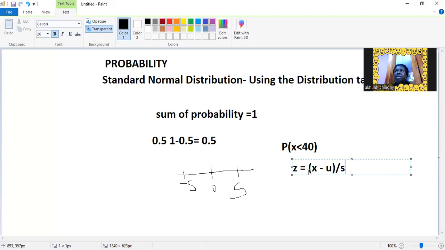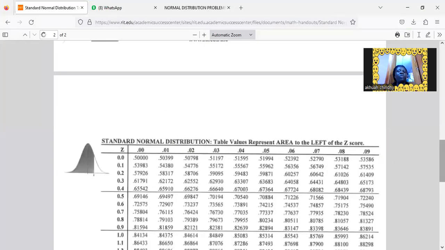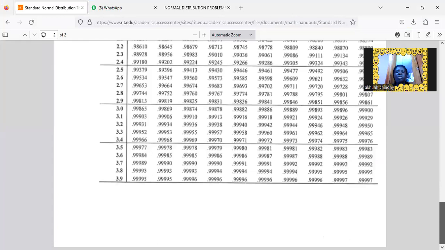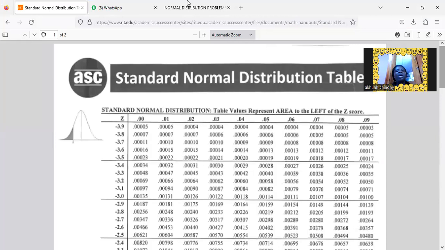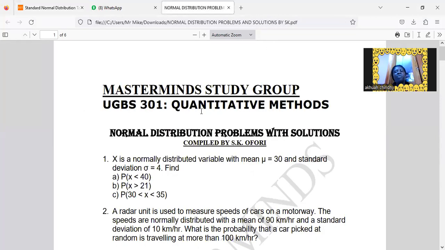If you want to use the normal distribution table, the first thing to do is translate this figure into a form that corresponds to a figure on the table. So let me show you how the table looks. So this is a normal distribution table, right? This is the positive aspect and this is the negative aspect. You know that for probability, we have the positive side and the negative side. When you add them up, you have to get one.